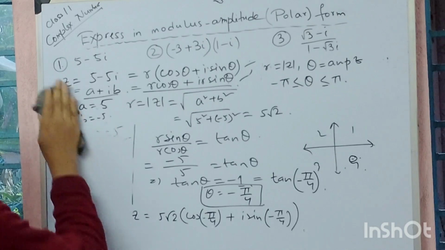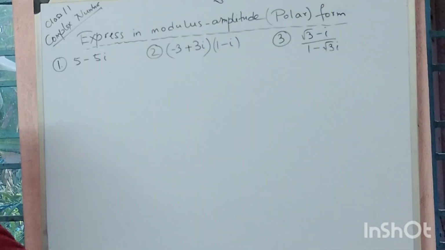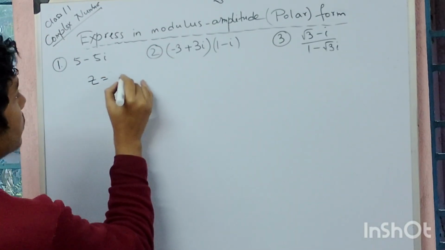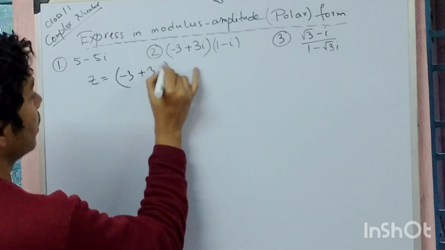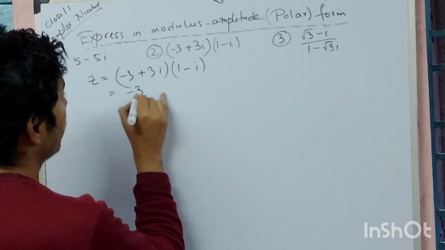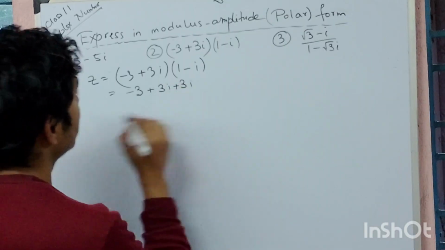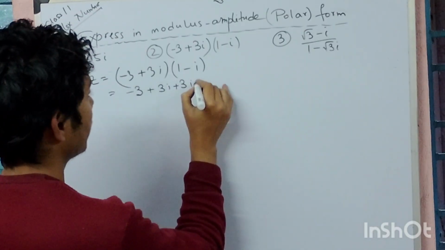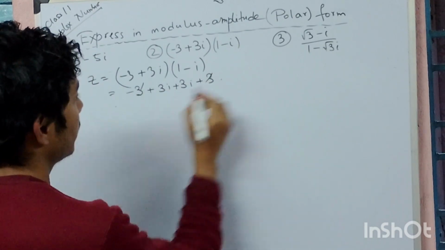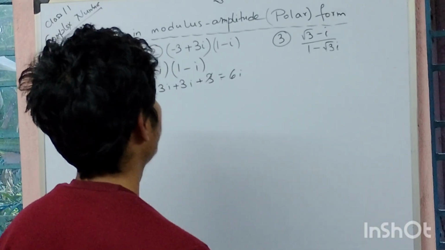Now just jump to the second one. In the second one, z equals (minus 3 plus 3i) into (1 minus i). It means minus 3 plus 3i, and minus times minus i means plus 3. Plus 3 minus 3 will vanish, and it will be 6i.